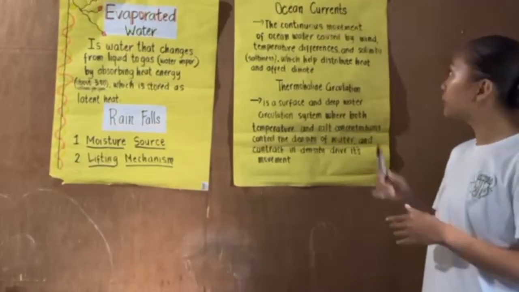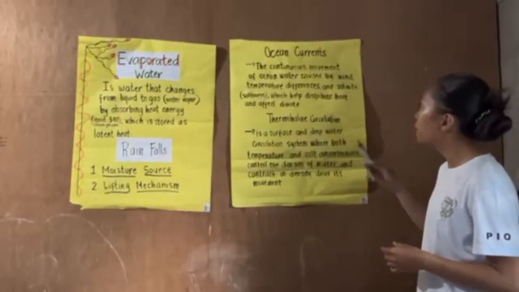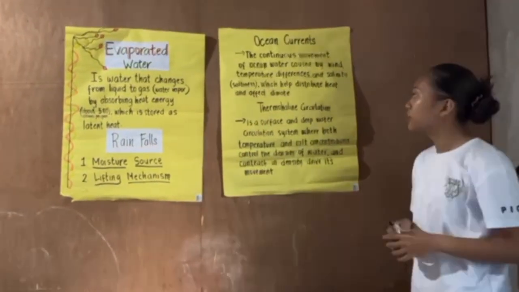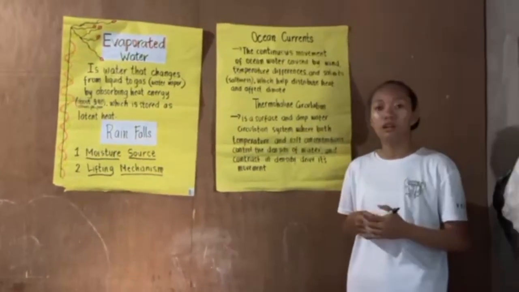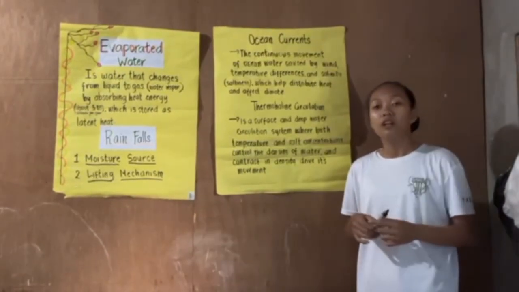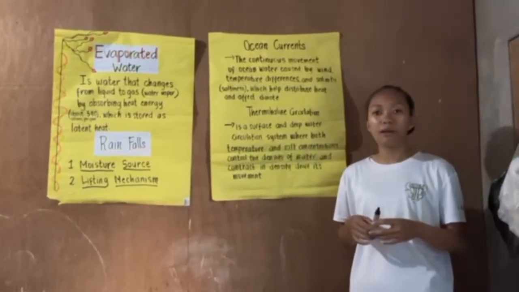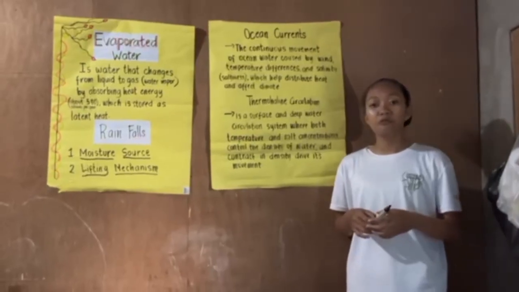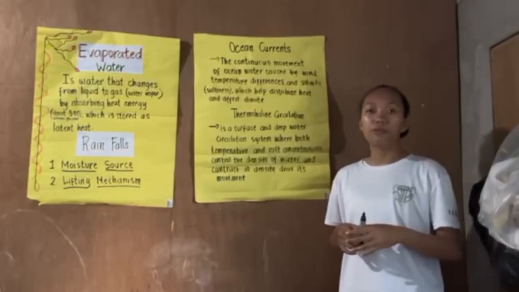So next we have the ocean currents. The continuous movement of ocean water caused by wind, temperature differences, and salinity or saltiness, which help distribute heat and affect climate. Ocean currents are large movements of water in the ocean that affect climate. Surface currents are driven by wind. Deep currents are caused by differences in temperature and salinity or salt content. These movements help distribute heat from warm regions to cooler regions of the earth.